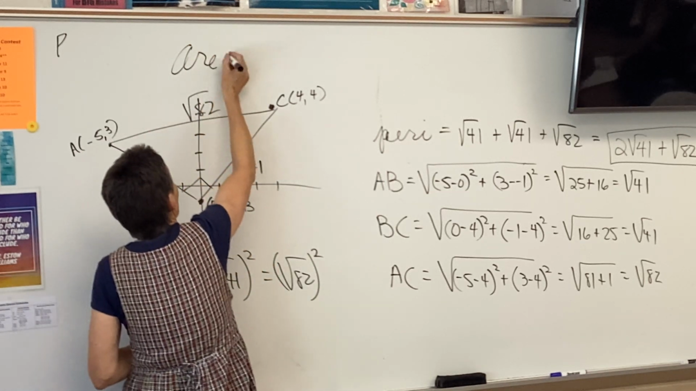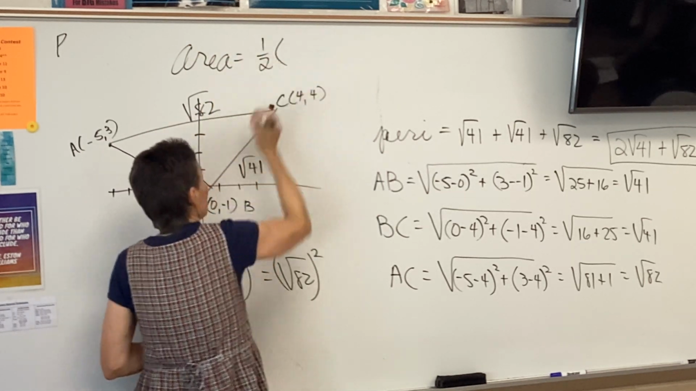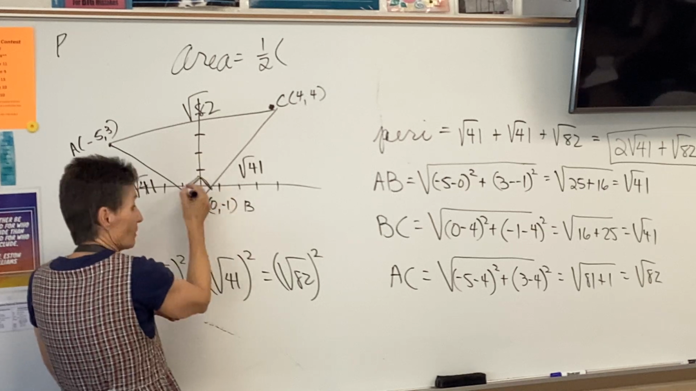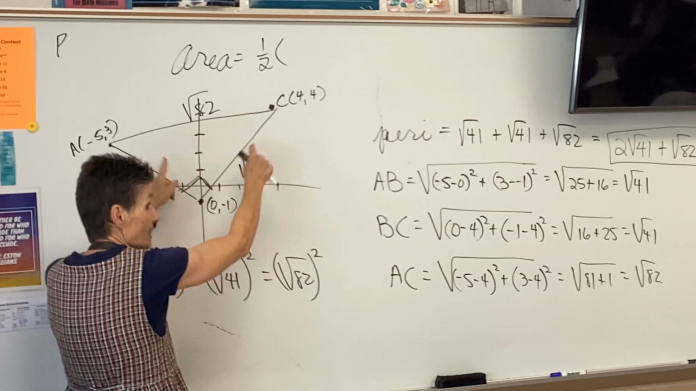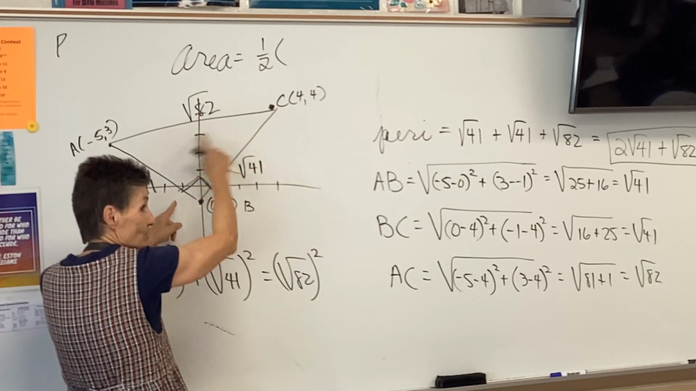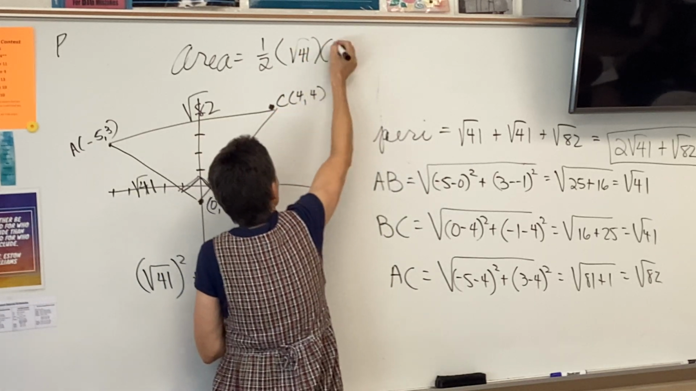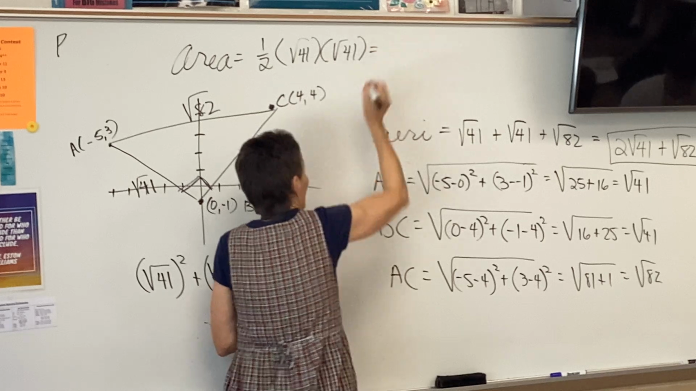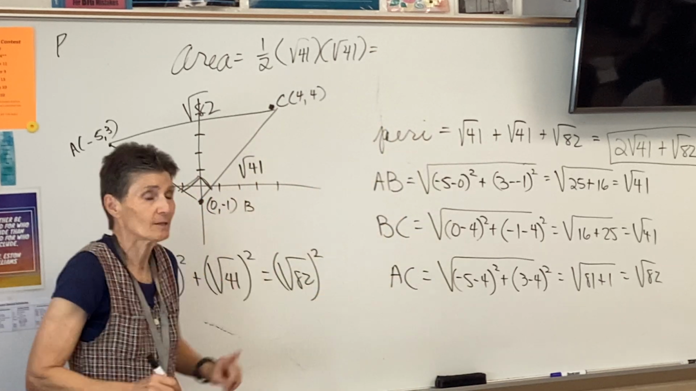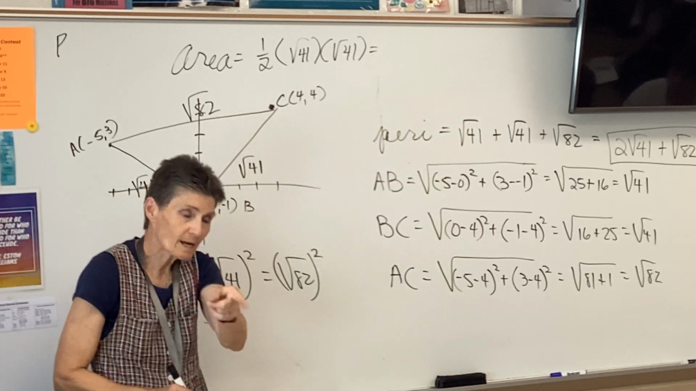My area will be 1/2. Here's the right angle, so these are the base and height. That's the hypotenuse. These are the base and height. So root 41 times root 41. All right, here we go. No calculator needed. What's root 41 times root 41?